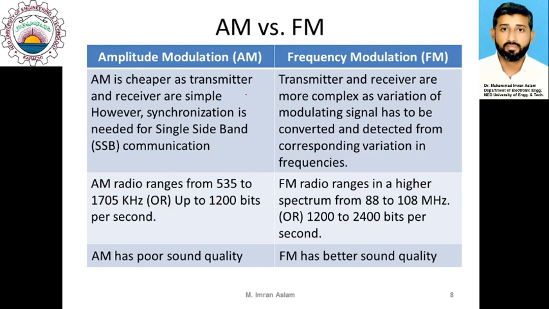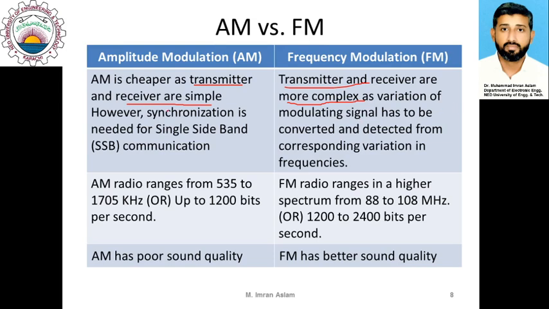So just for comparison purposes, we make a comparison between amplitude modulation, that is AM, and FM. AM modulation is relatively cheaper as the transmitter and receiver are relatively simple, but on the contrary, in frequency modulation the receiver and transmitter circuitry are relatively complex because we need to change the frequencies in comparison to the corresponding changes in the amplitude of the modulating signal.